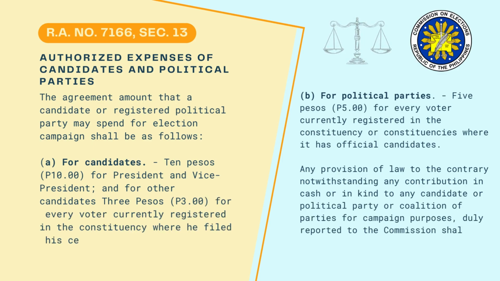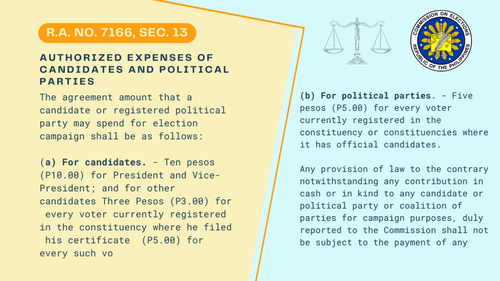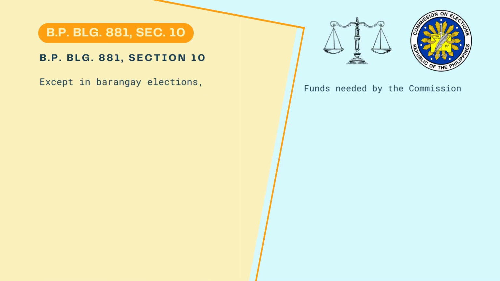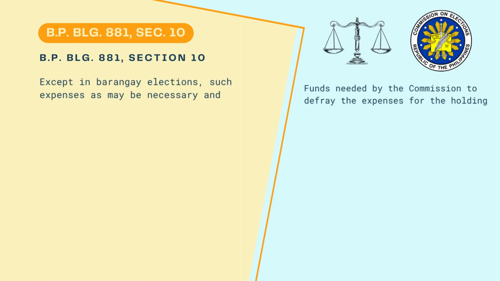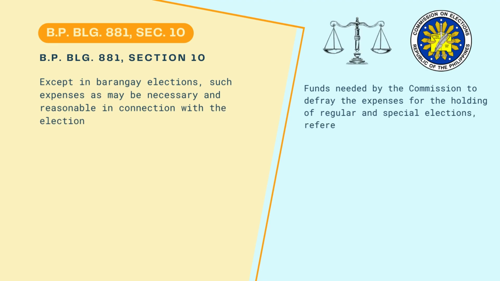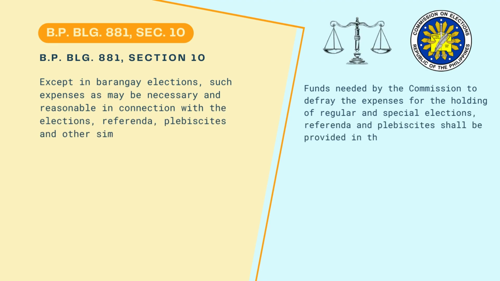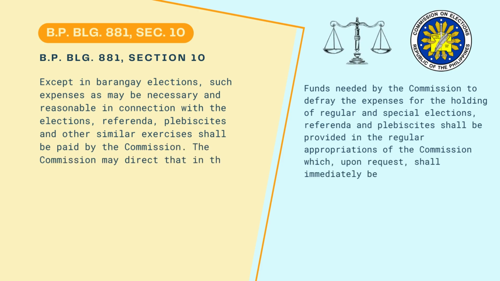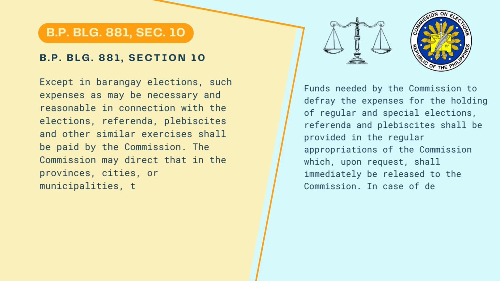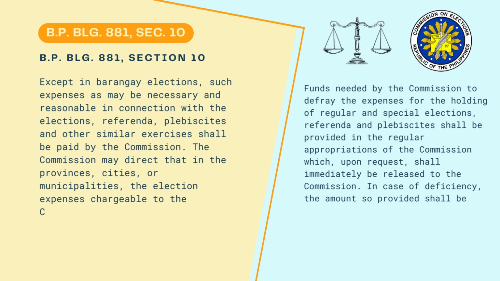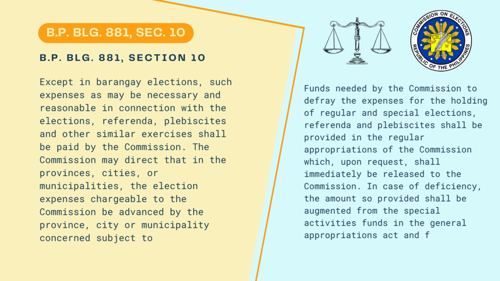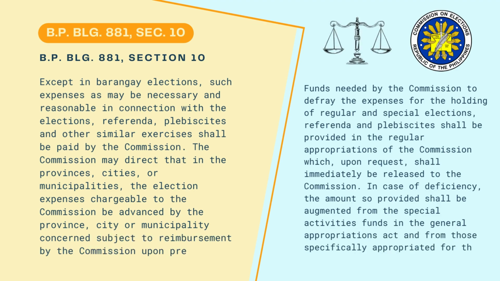This provision offers clarity on how much can be spent by candidates and parties during election campaigns. Likewise, BP number 881, Section 10, established regulations governing the financial aspects of candidates during elections, referenda, plebiscites, and other similar activities, with the exception of barangay elections. It outlines the financial framework for conducting electoral processes, ensuring that the COMELEC has the necessary resources to carry out its responsibilities effectively and efficiently.